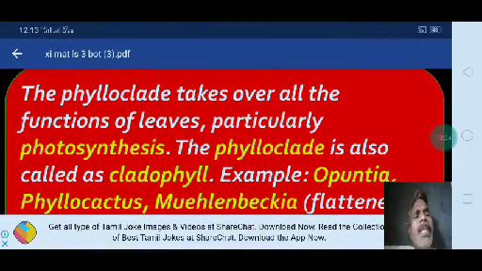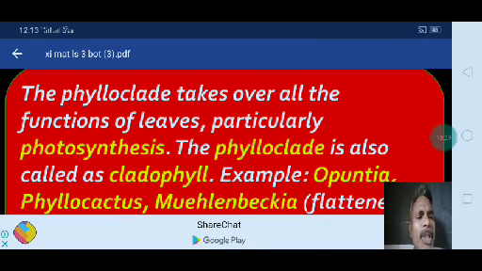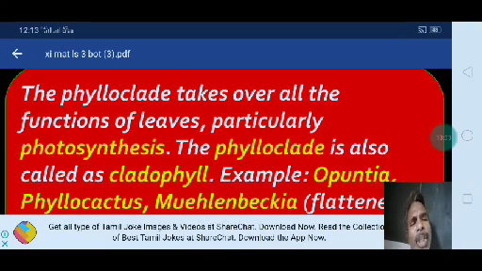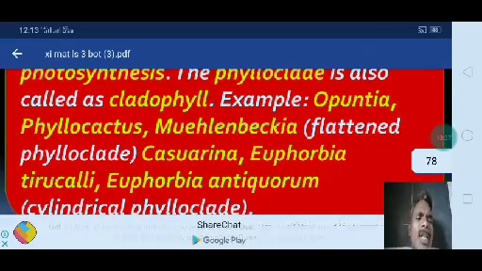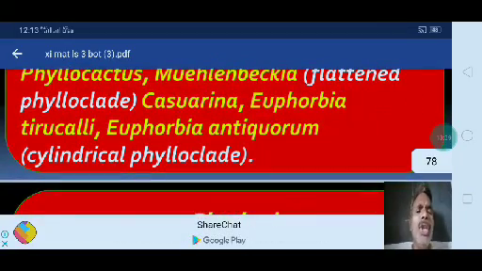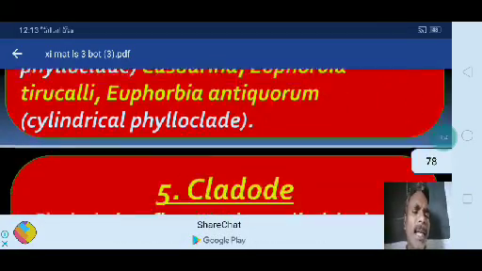The phylloclade takes over all the functions of the leaf, particularly photosynthesis. The phylloclade is also called cladophyll. Example, Opuntia, Phyllocactus, Muehlenbeckia, where a flattened structure is present. Casuarina, Euphorbia tirucalli, Euphorbia antiquorum, where cylindrical phylloclades are present.